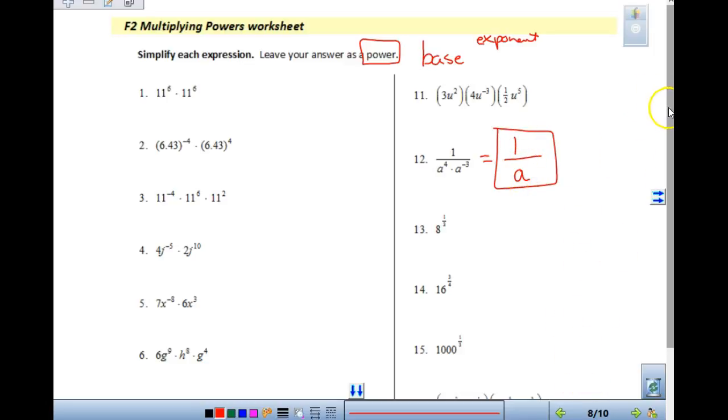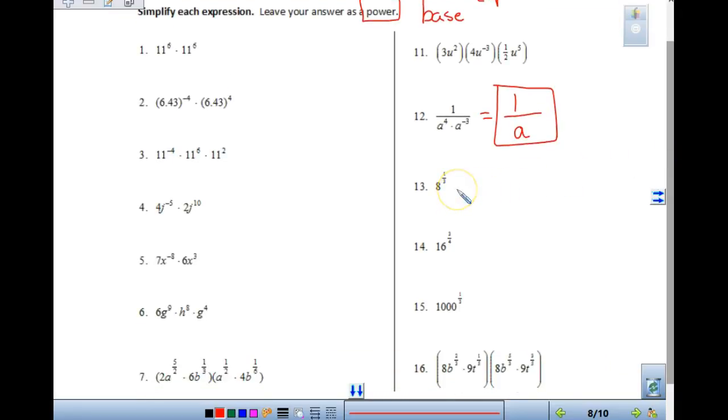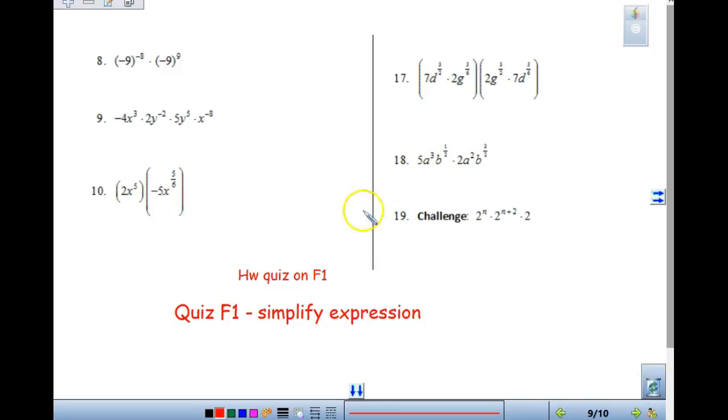So you have the fractional ones. My hint is when you take a look at that fractional one, like in 13, it's telling us 8 to the 1/3. Think about it as the cube root of 8. I think that will help you on those ones as you are working on 13 through 15. And those are really the only ones with the fractional ones. And then 19 is a challenge one that you should be looking at.